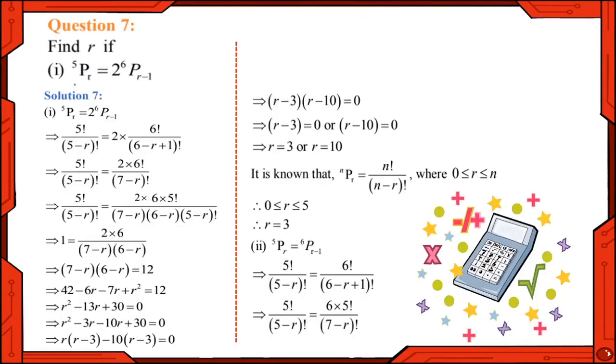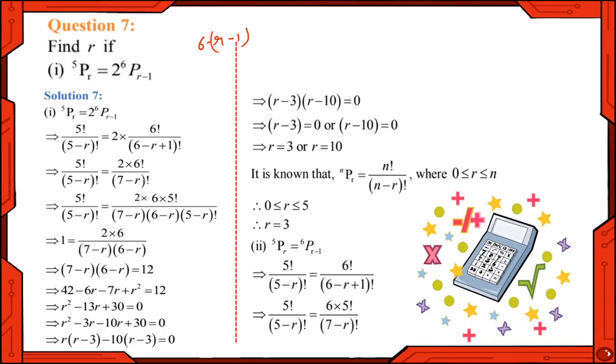7th question, 5Pr is equal to twice of 6P(r minus 1). Now here let's open by using the formula only. Factorial 5 upon factorial (5 minus r) is equal to twice of factorial 6 upon factorial (6 minus (r minus 1)). So when we open the bracket, it will be (6 minus r plus 1) factorial, which is factorial (7 minus r). Now we just have to simplify.